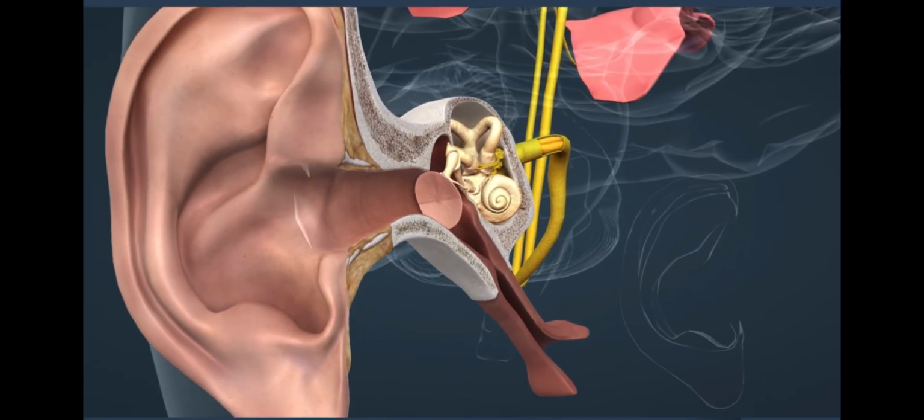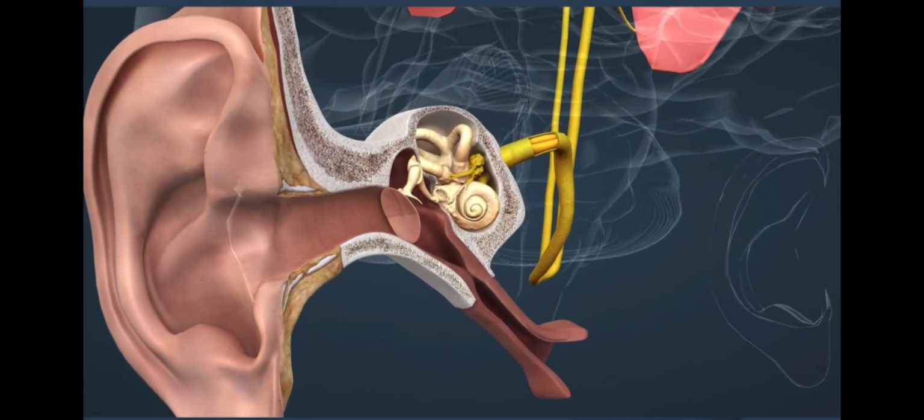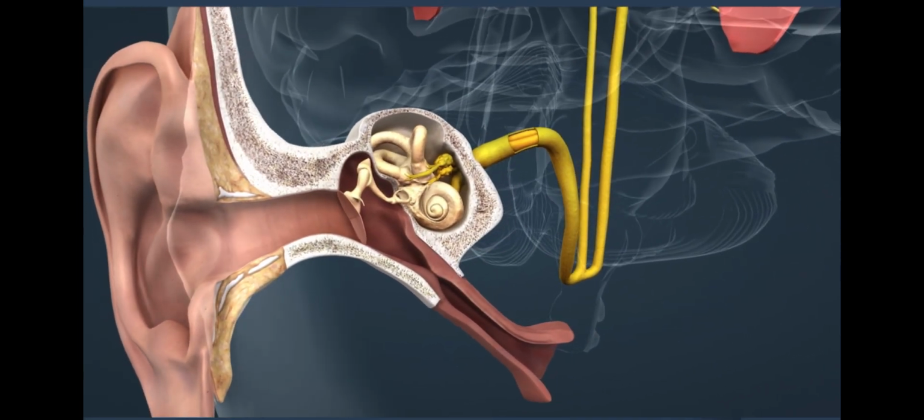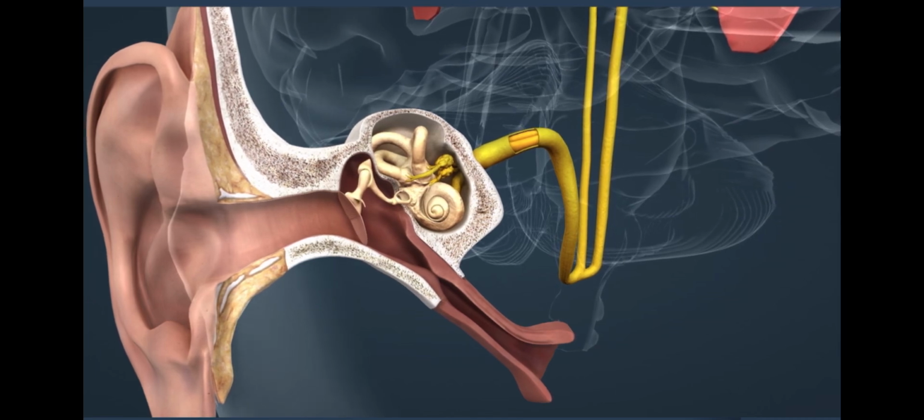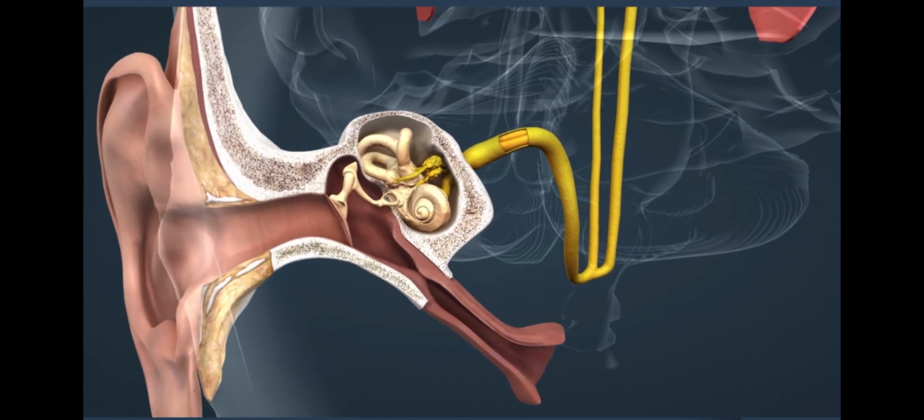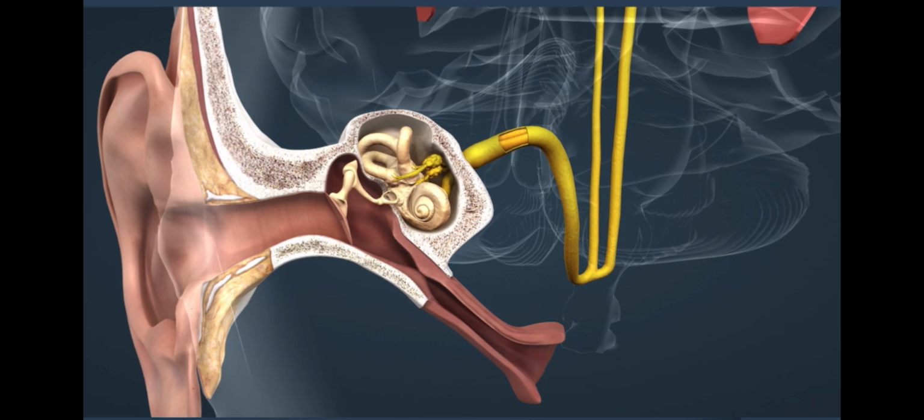Here are 10 detailed points about the ear, its structure, and functions. 1. Anatomy of the ear. The ear is divided into three main parts.